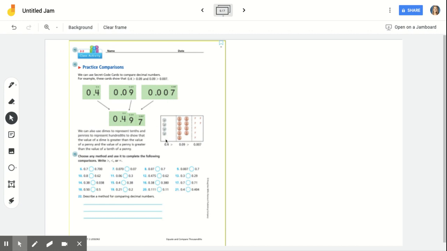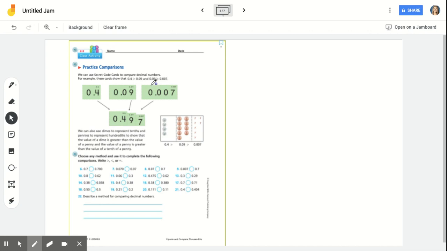So remember with your secret code cards, any cards that are in green represent numbers that are decimals or are numbers that are less than 1. And when you flip those secret code cards on the back, they either have dimes, pennies, or tenths of pennies drawn out on the back of the secret code cards. So, for example, for tenths, if you were to flip this card over, you would have a picture of 4 dimes. And for 9/100, if you were to flip this card over, it would have a picture of 9 pennies.